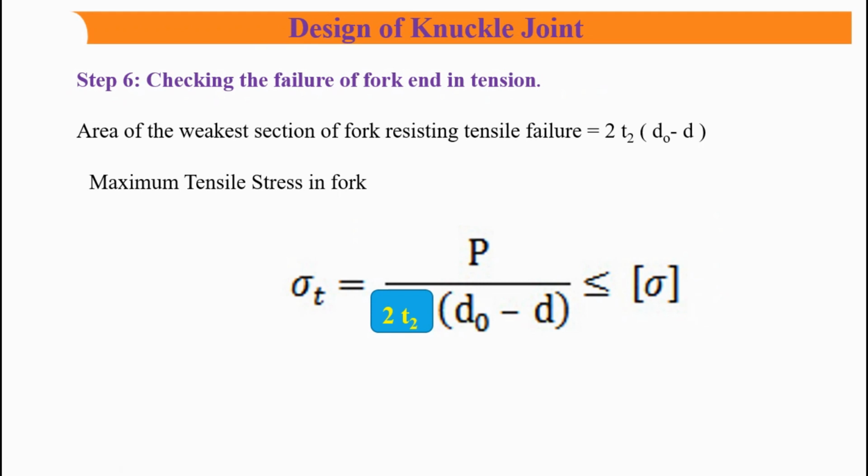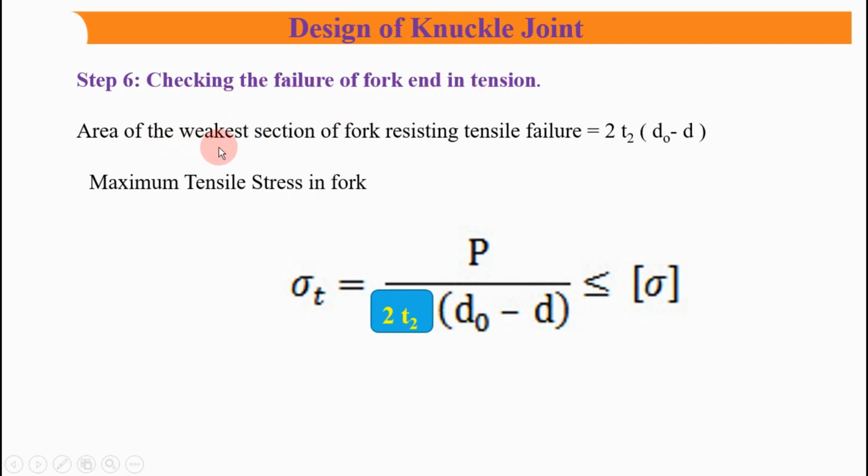Then this is step number 6. Now we have checked one component, that is the single eye. Now we need to check another component, that is the fork end in tension. As I have told you, we need to check each and every component of the knuckle joint for tensile failure, crushing failure and shear failure. We have checked one component for all these 3 stresses, that is the single eye. The next component is failure of the fork end in tension.